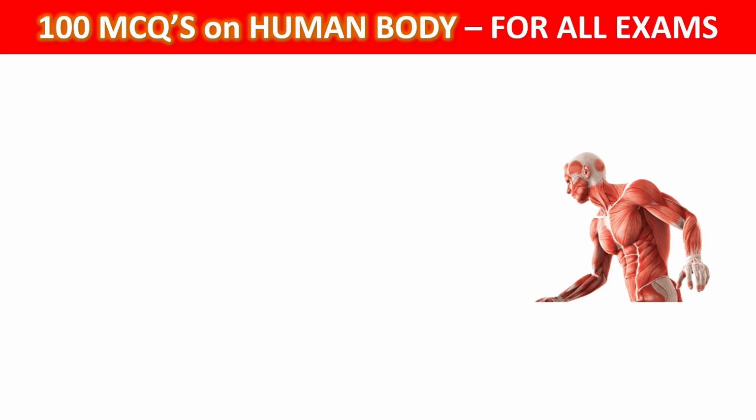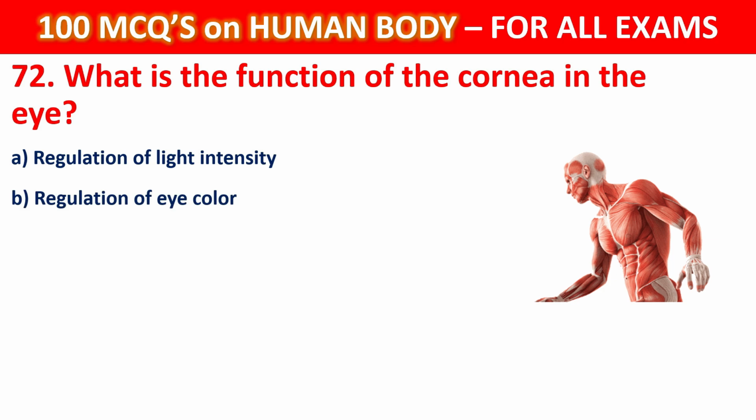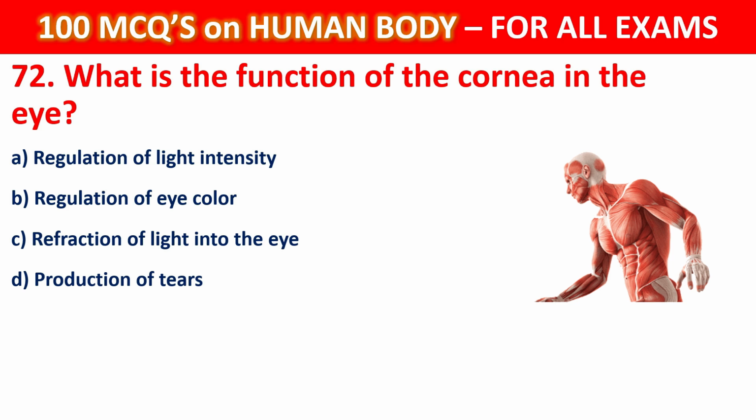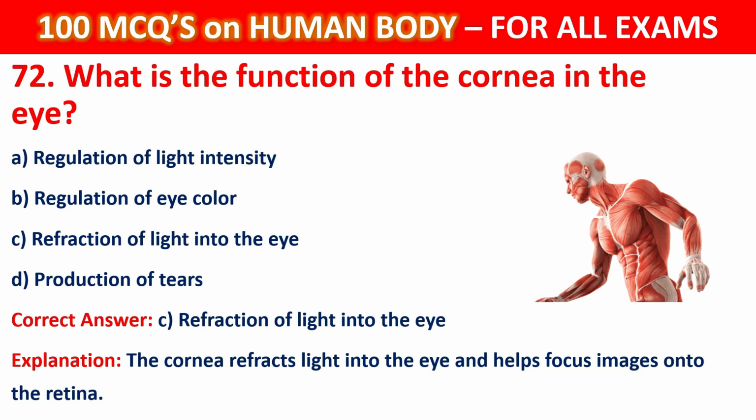Question number 72. What is the function of the cornea in the eye? Your options are regulation of light intensity, regulation of eye color, refraction of light into the eye, or production of tears. The correct answer is refraction of light into the eye. The cornea refracts light into the eye and helps to focus images onto the retina.